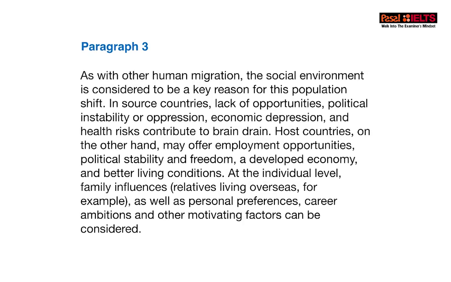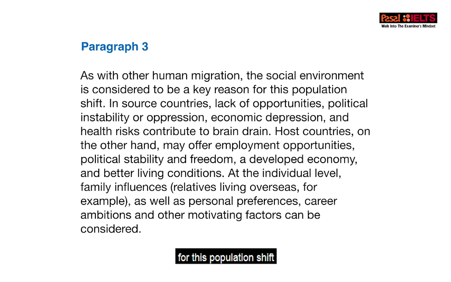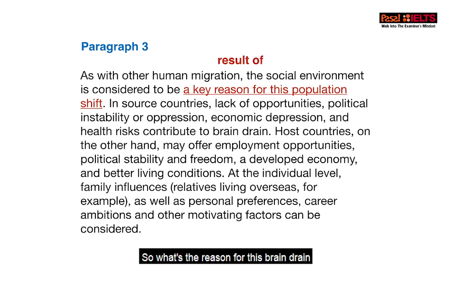Paragraph 3 in the passage is where we're continuing from. Here it is. As with other human migration, the social environment is considered to be a key reason for this population shift. Now, key reason for this population shift. The population shift is the brain drain. It's a type of migration. And the key reason means the same as the result of. So what's the reason for this brain drain?